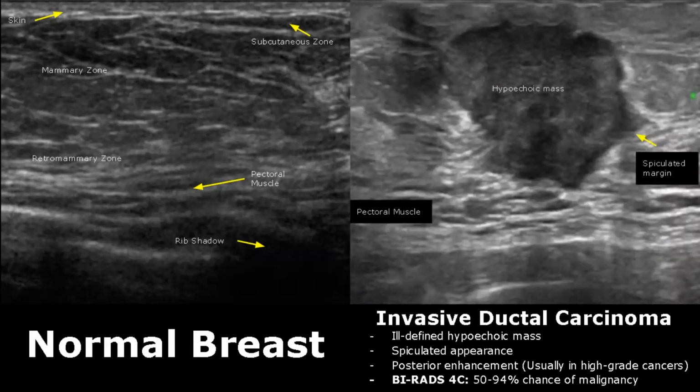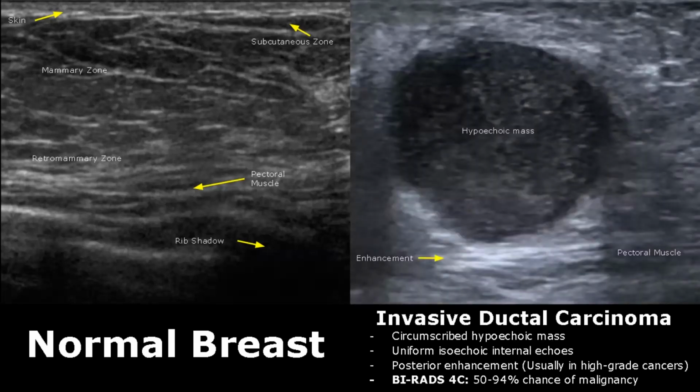Here we have invasive ductal carcinoma with posterior acoustic enhancement. This enhancement is usually a sign of a higher grade cancer. It also has a spiculated appearance, suggesting a malignant lesion. It is rated as BI-RADS 4C.